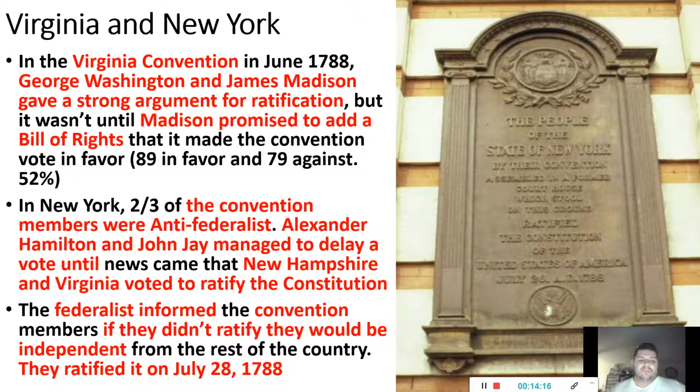So what happened was Alexander Hamilton and John Jay delayed the vote until New Hampshire and Virginia basically ratified the Constitution. As that's going on in Virginia and New Hampshire, there's talk from the Federalists basically saying, you know what, if this doesn't get ratified, New York is going to be independent from the rest of the nation.